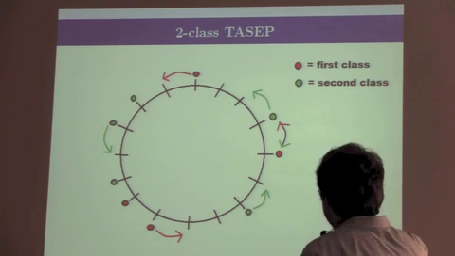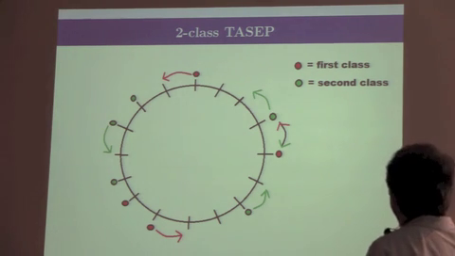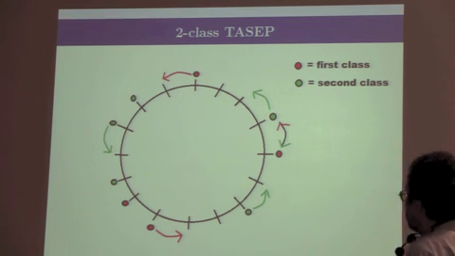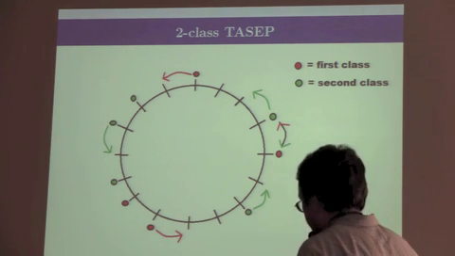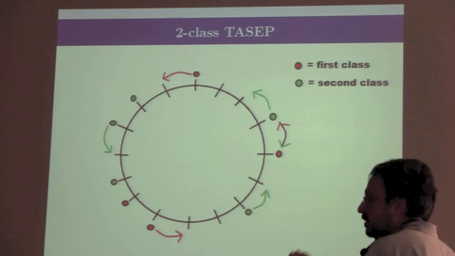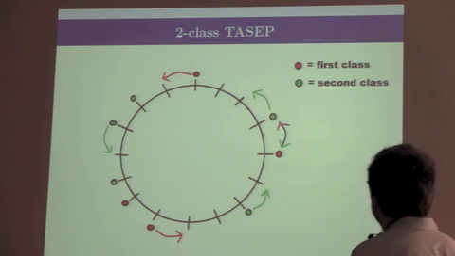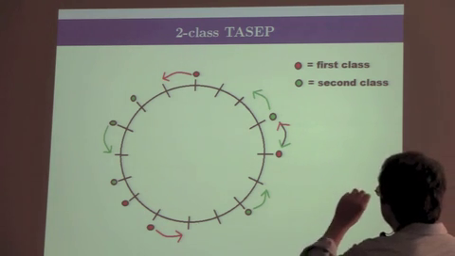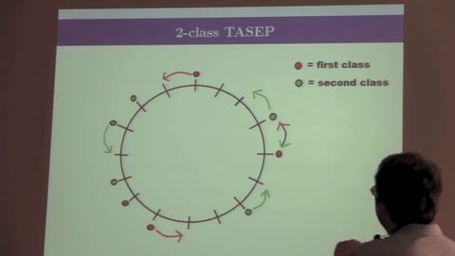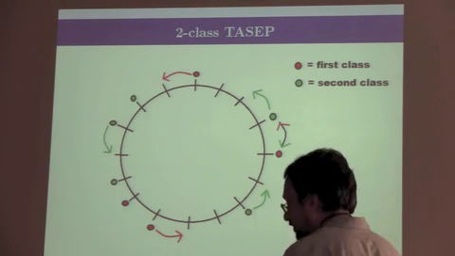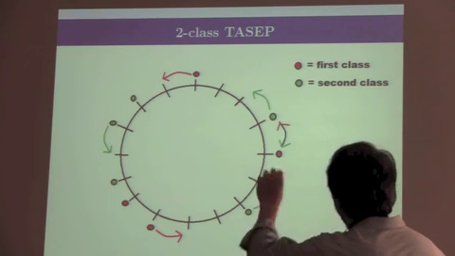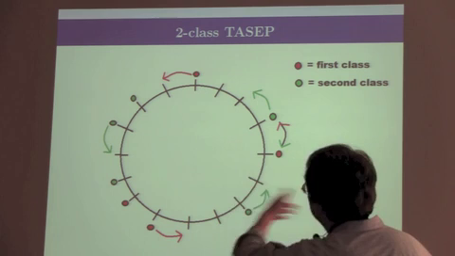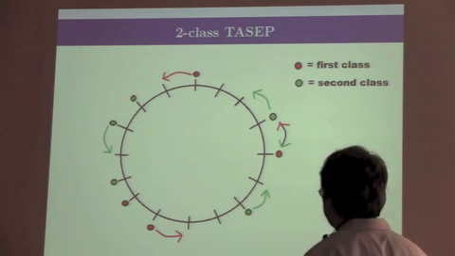So you have particles that are red and green. The red particles are first-class particles, so they are more important than the other. The green ones are second class. So now a single particle, both first and second class, tries to do not a simple symmetric random walk, but a random walk where every particle can jump only to the left, in an anti-clockwise way.